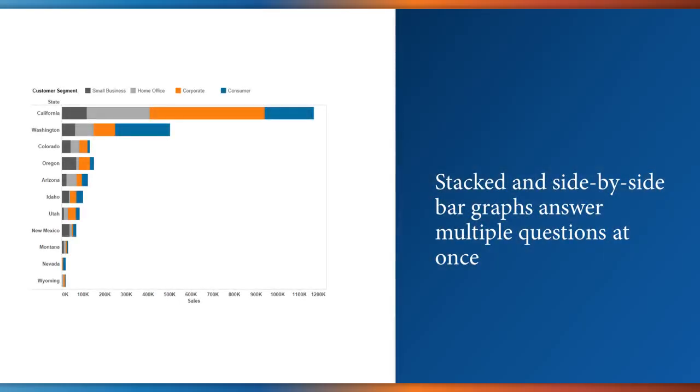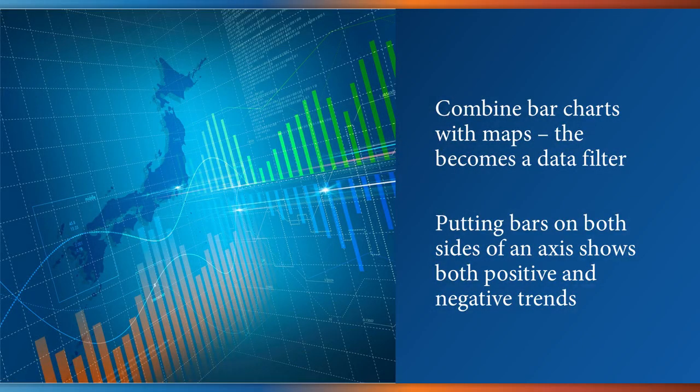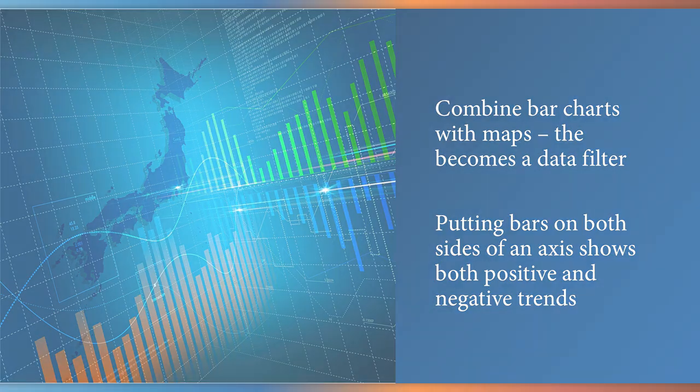When you can use stacked bars or side-by-side bars. Displaying related data on top of or next to each other gives depth to your analysis and addresses multiple questions at once. When you can combine bar charts with maps. Set the map to act as a filter, so when you click on different regions, the corresponding bar chart is displayed. And when you can put bars on both sides of an axis. Plotting both positive and negative data points along a continuous axis is an effective way to spot trends.